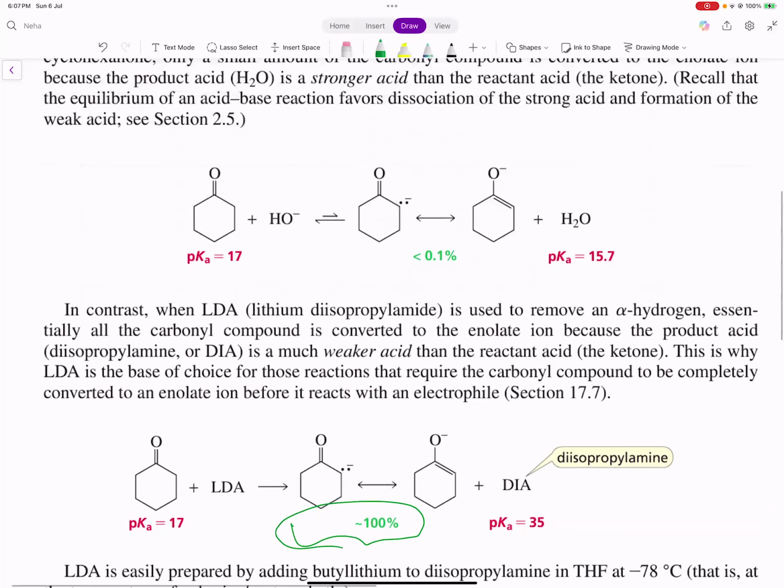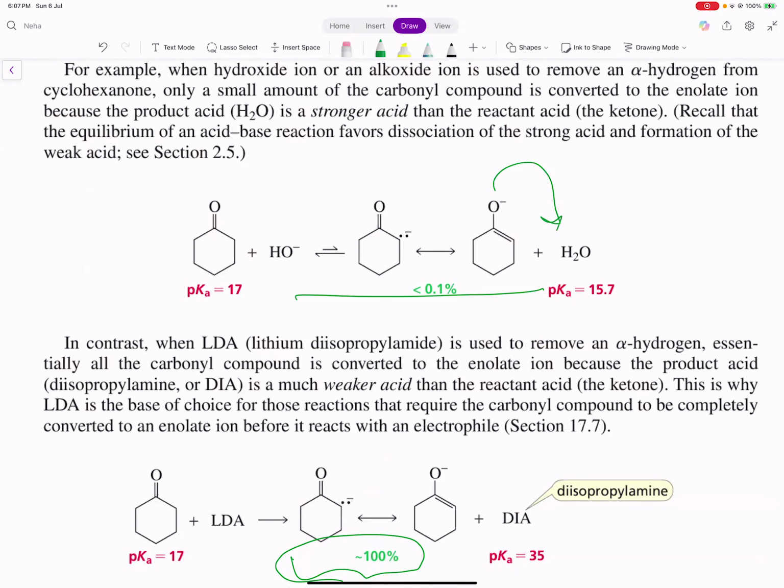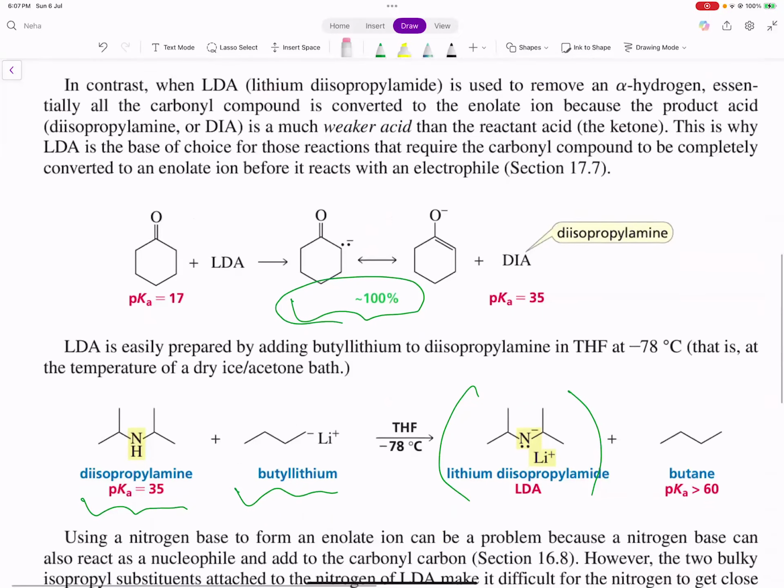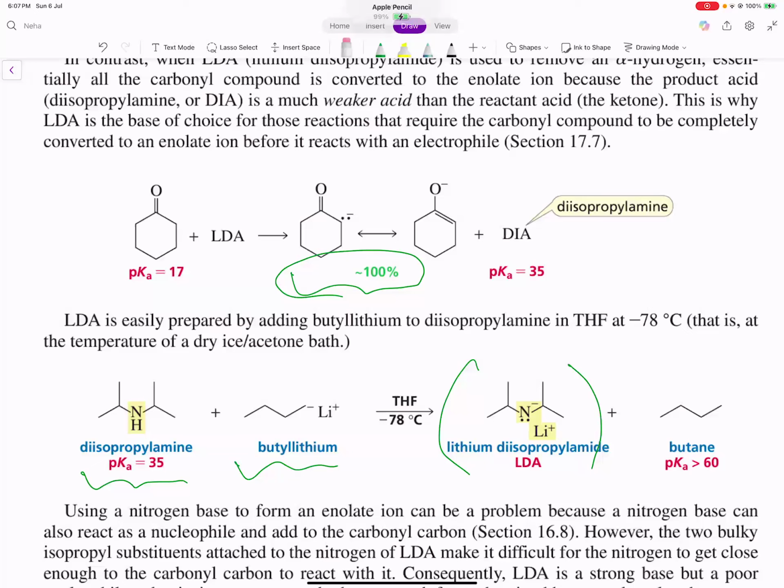And here HO minus can again pick up a proton and it can go back. But not in the case of this, right? Because the pKa is 35 and this is 17. So strong to weak. Oh, okay, yeah, not feasible. Got it? Yes, I got it.